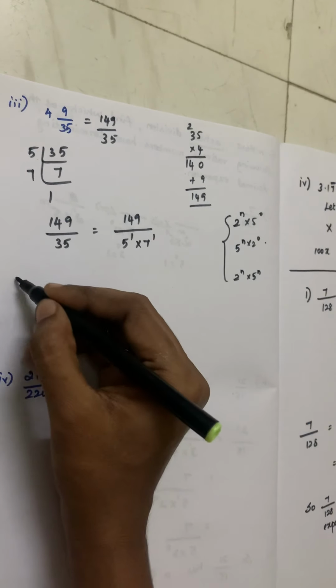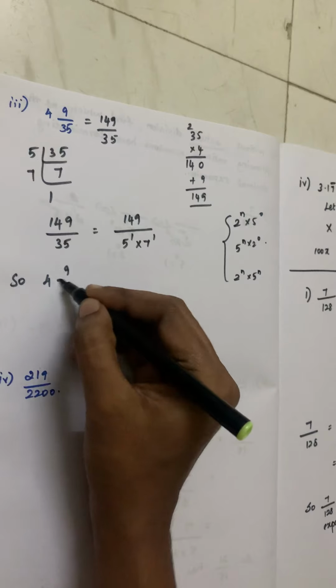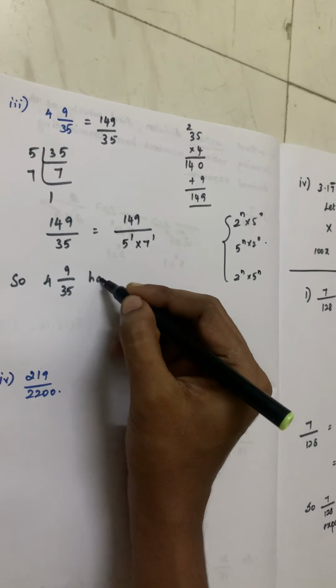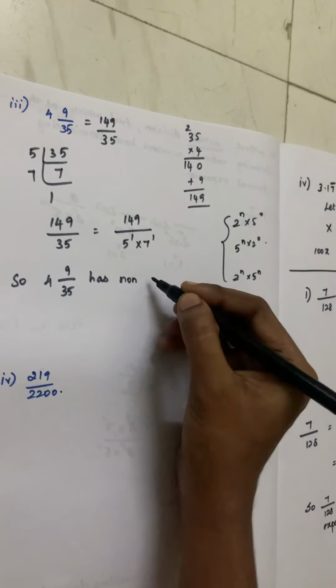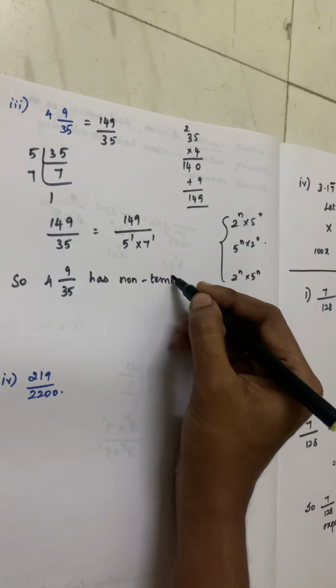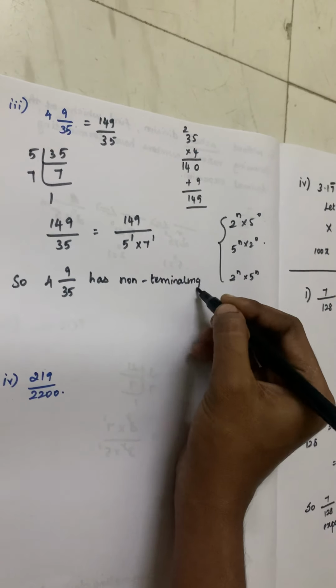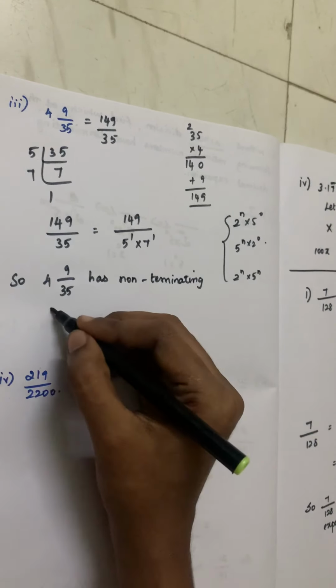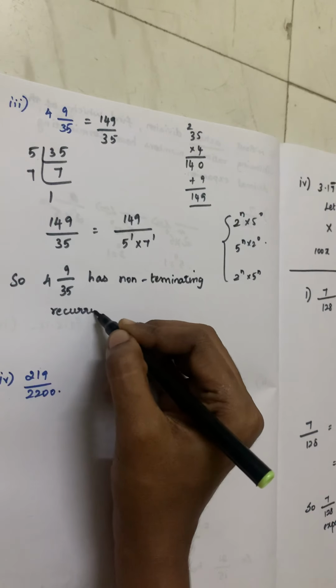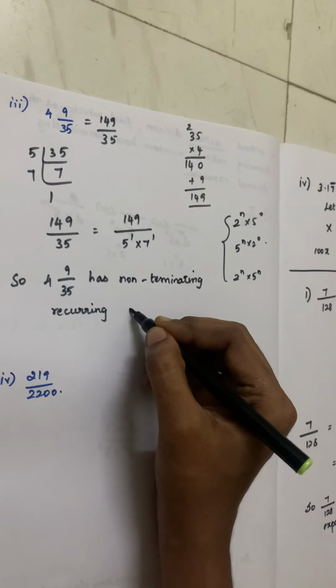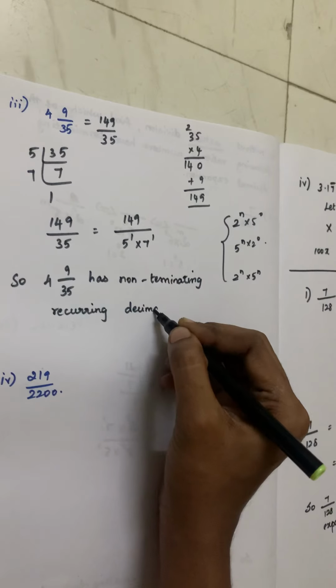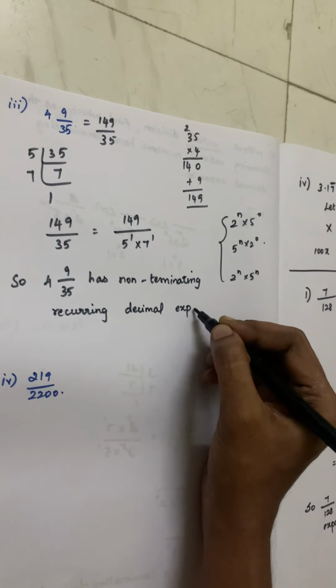You have to write, so 149 by 35 has a non-terminating recurring decimal expansion.